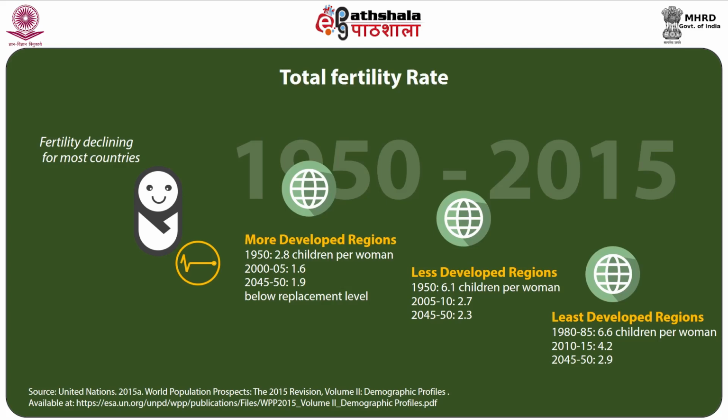TFR with respect to less developed and least developed regions also clearly shows a steady decline over a period of time. For example, in less developed regions, 6.1 children per woman was the norm noticed in the period 1950 to 1955, has come down to 2.7 by 2010 to 2015, and the projection shows that it is going to come down only to 2.3 in the year 2045 to 2050.